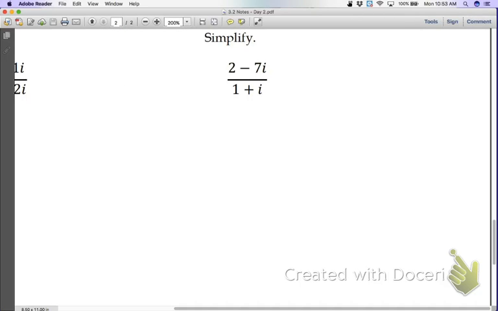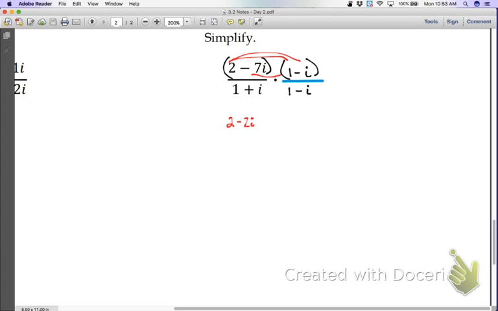Example 6 is no different from example 5. I cannot have an imaginary number on the bottom, so I need to multiply the top and the bottom both by the conjugate, so 1 minus i, 1 minus i. Whenever I do that, taking the top side, I'm going to have 2 times 1, so it's 2. Then 2 times negative i, so negative 2i.